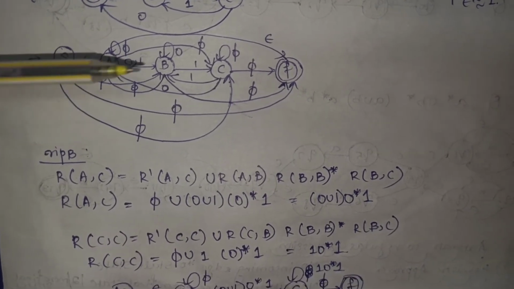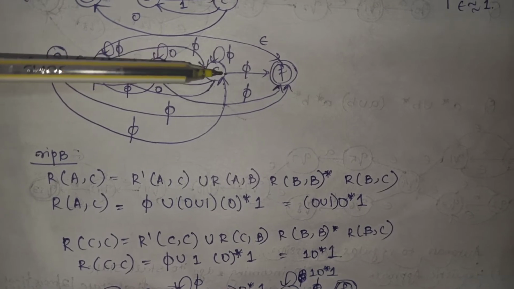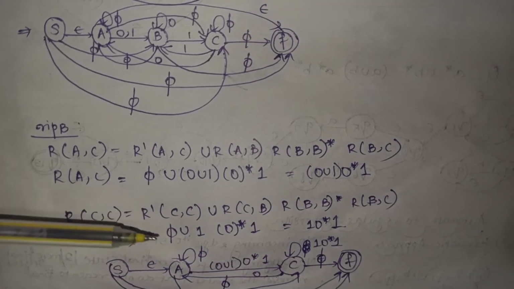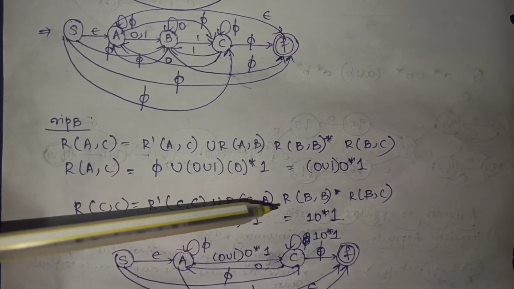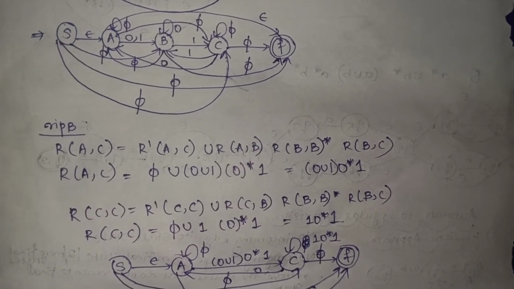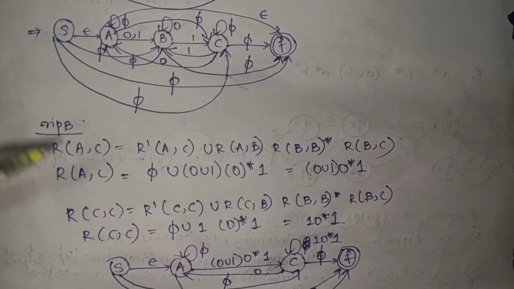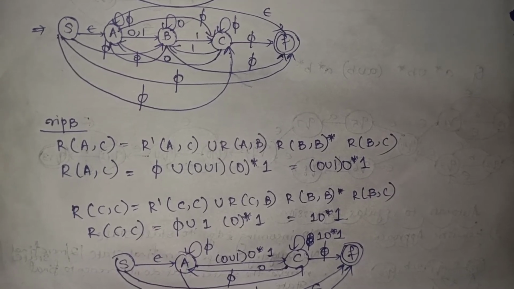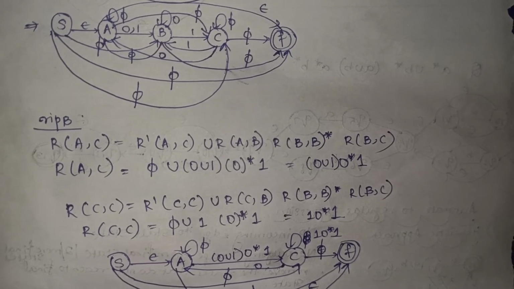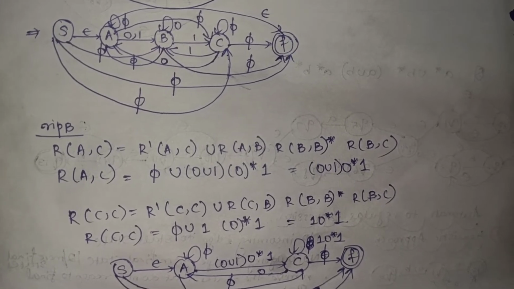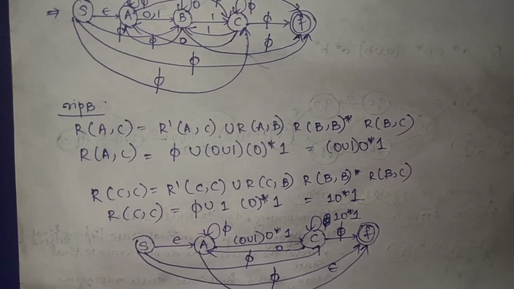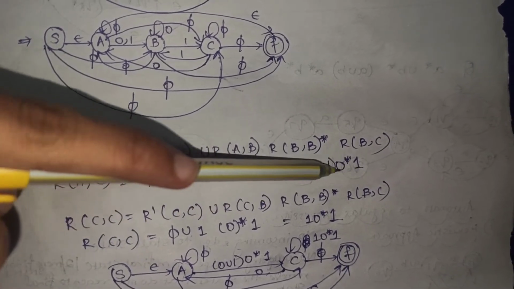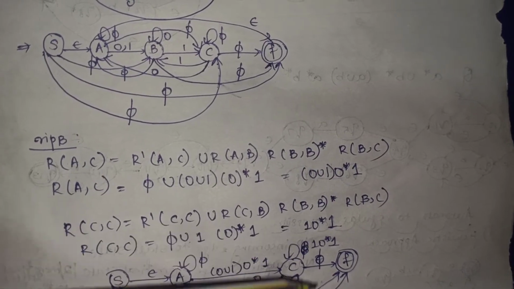Then you have the other transition that is going through B, that is from C going through B and again to C. So it is R of C comma C. For R of C comma C, that is again R dash of C comma C, union R of P comma rip, that is C comma B, then R of B comma B, that is rip comma rip whole star, then R of rip comma Q. Again you see the automata and you write the values, and after that you replace: the A to C transition is replaced with the answer you've got here, and the C to C transition is replaced with the answer you've got.